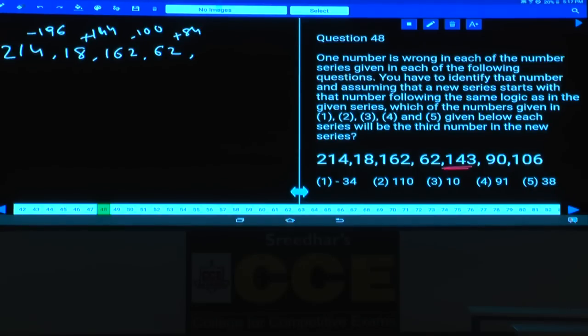As 143 is the wrong number, starting with 143. 143 minus 196, what is the number here? Minus 53. And minus 53 plus 144, what is the number here? 144 and 53, 91 is the number. Hence 91, choice 4.